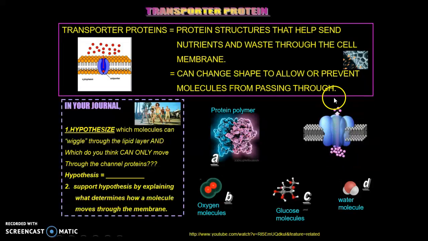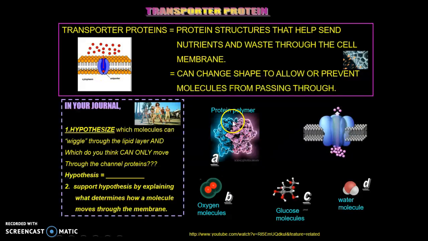It shows something leaving the cell, but these structures right here are called transporter proteins. Now these transporter proteins can also change shape to allow or prevent molecules from passing through. So like any good protein, it can kind of change shape and do its job. Just like you can see in this picture, it's not allowing the red particle to go through. So whatever type of molecule or chemical this is, it won't go through unless this transporter protein changes shape.